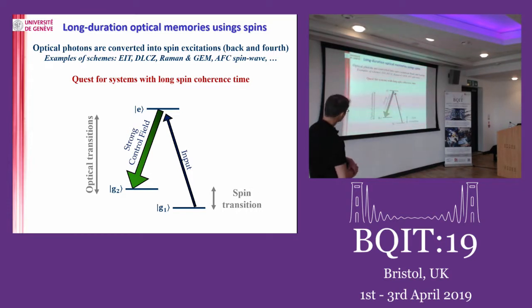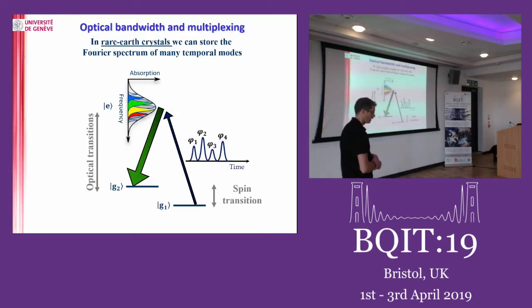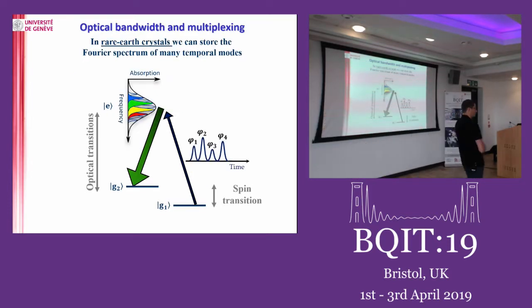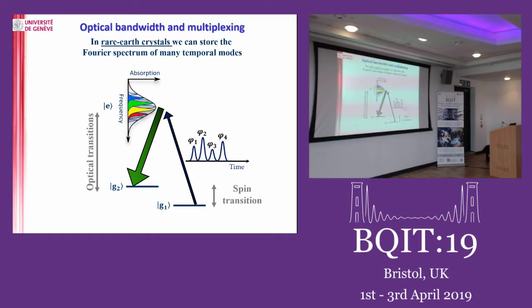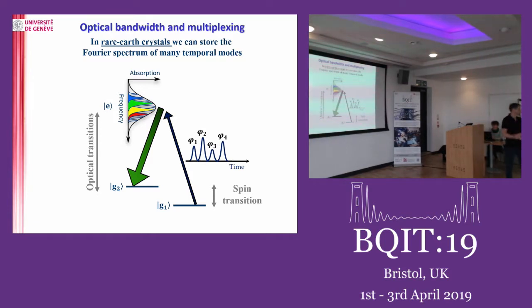So clearly, this is something I think most of you know. Maybe this is a bit unknown outside our community. So what is special with the rare earth ions? In rare earth ions, we are using a two-step process in going from the optics into the spin system.